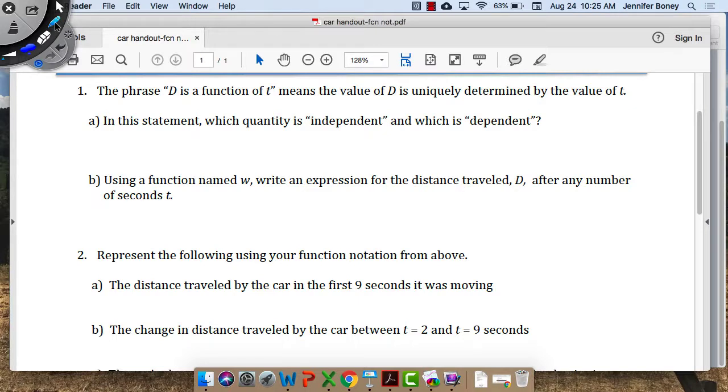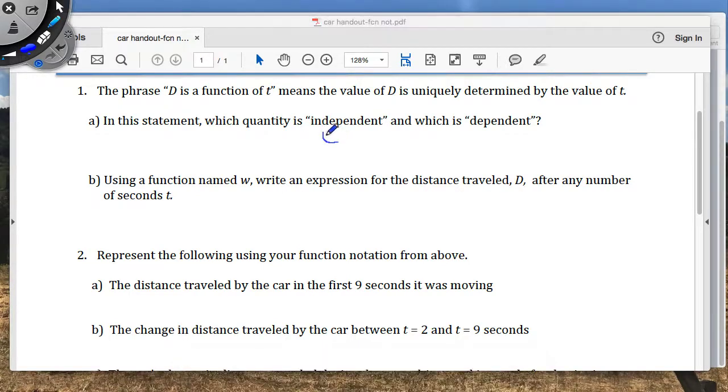All right, so number 1. D is a function of t, means that D is uniquely determined by the value of t. We're going to talk more about what it means for something to be a function on Monday. But just based on that and your previous knowledge, which of our variables is independent, or which quantity is independent? T. Yeah, so it's our time quantity.